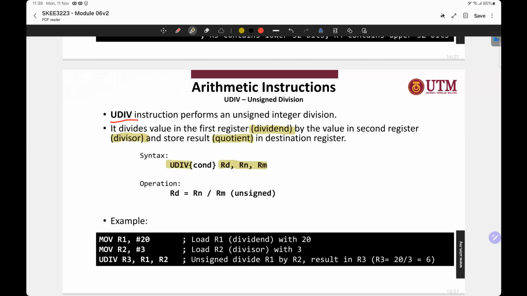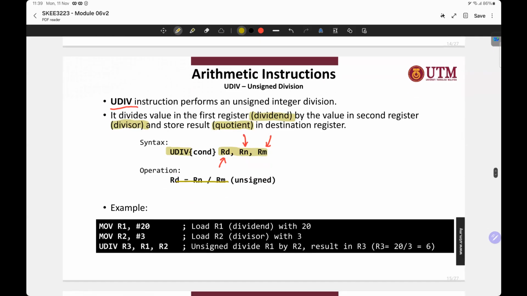We have the destination register, RD, and this is the first operand, RN, and the second operand will be RM. And the operation is RD equal to RN divided by RM. Your RD is actually the result. The remainder we will not store inside the RD. Only the result from the division will be stored inside the RD.